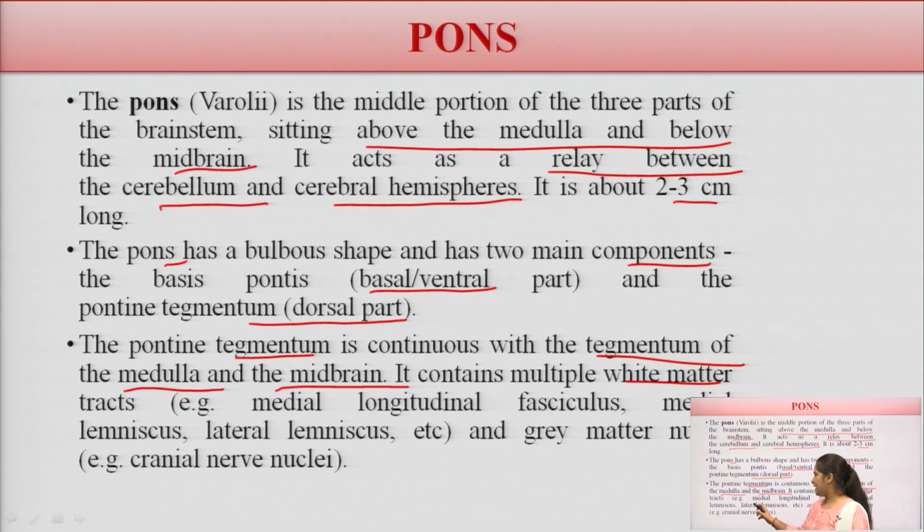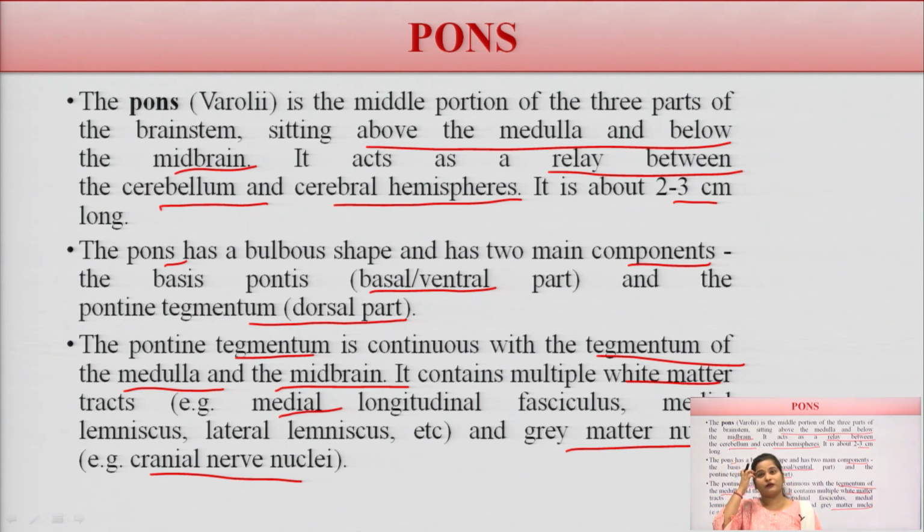It contains multiple white matter tracts, that is the medial longitudinal fasciculus, the medial lemniscus and the lateral lemniscus, and the grey matter consists of cranial nerve nuclei. So, that is about the pons. If you talk about the location of the pons, the pons is the middle portion of the three parts of the brain stem, sitting above the medulla and below the midbrain.